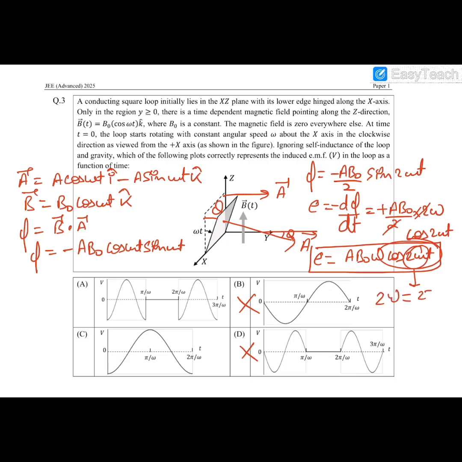2 omega will be equal to 2 pi by T. So T will be equal to pi by omega. So the time period will be pi by omega, as well as there will be a break in the graph. So obviously the correct option will be A.